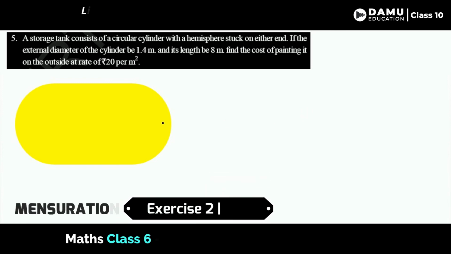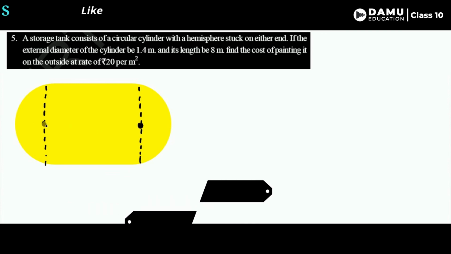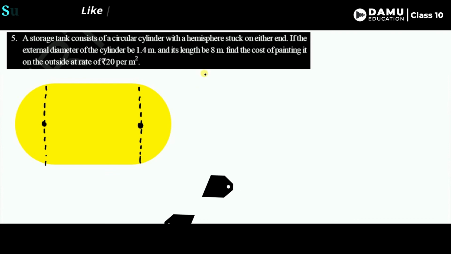So in this module, we are going to discuss the following. A storage tank consists of a circular cylinder with a hemisphere stuck on either side. So this is the cylinder, with hemispheres stuck on either side. This is the center of the hemispheres and the radius of the cylinder. If the external diameter of the cylinder is equal to 1.4 meter, so this is the diameter of the cylinder.